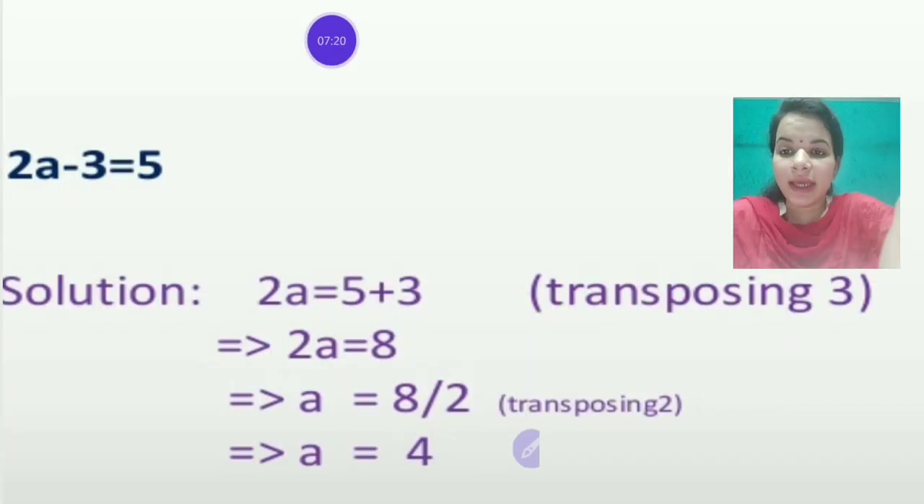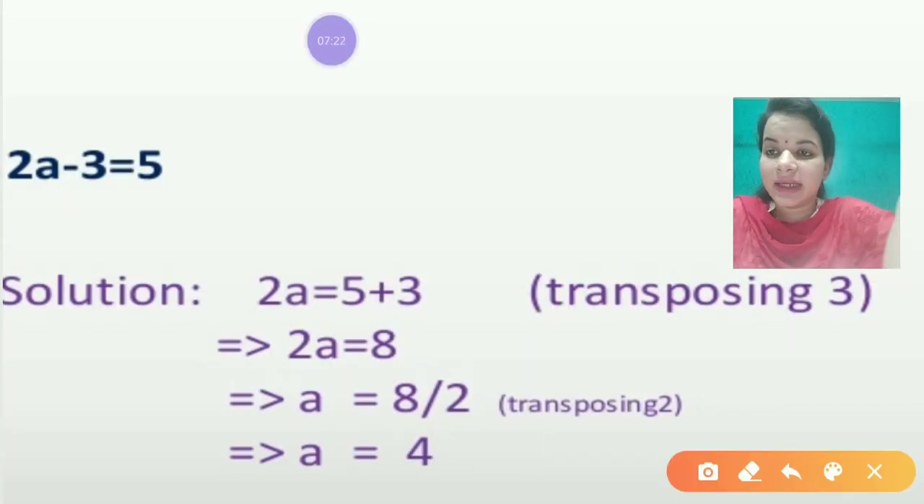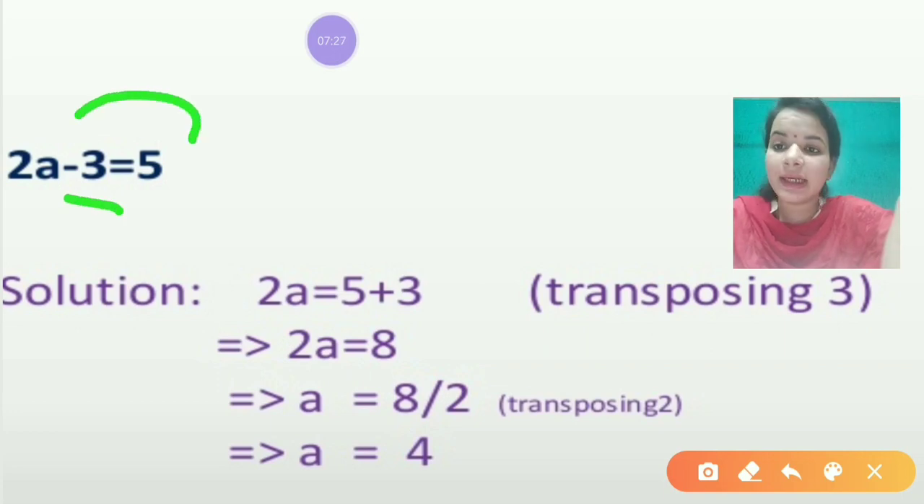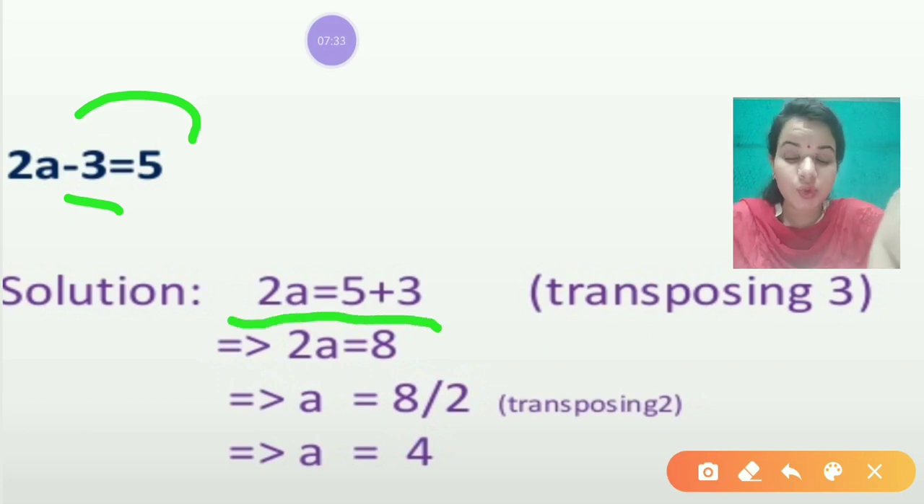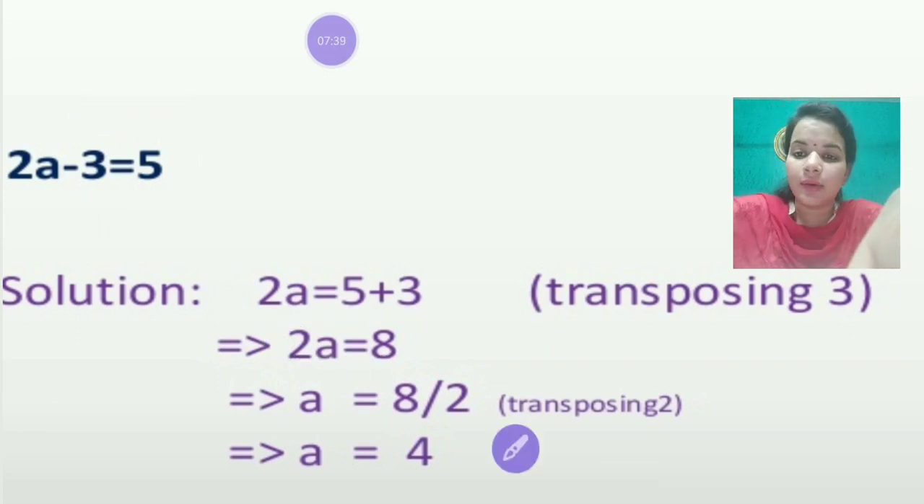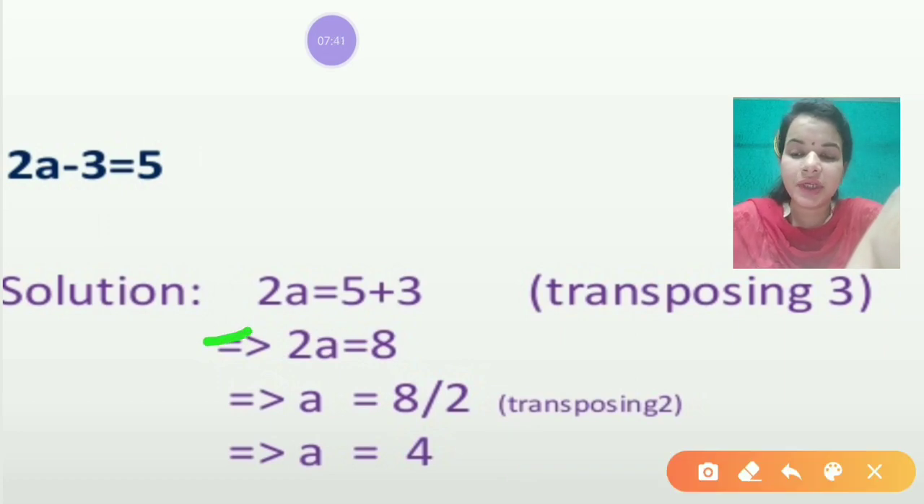So when you take these things to the right hand side, your -3 will go to the right side. It will become +3. So now you have got, in the next step, 2a = 5 + 3. That will give you 8. So that means 2a = 8. Okay, so now you have reached till here.